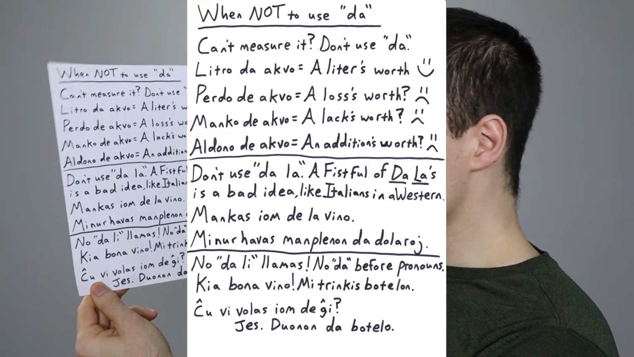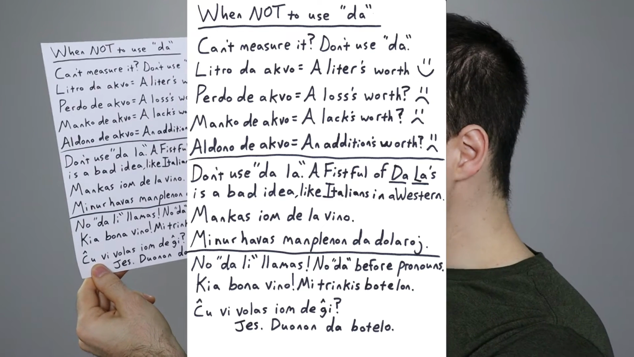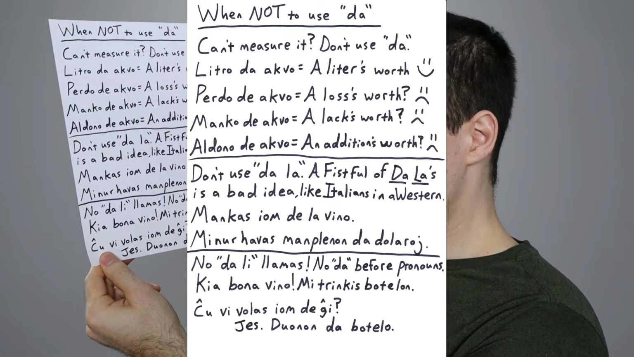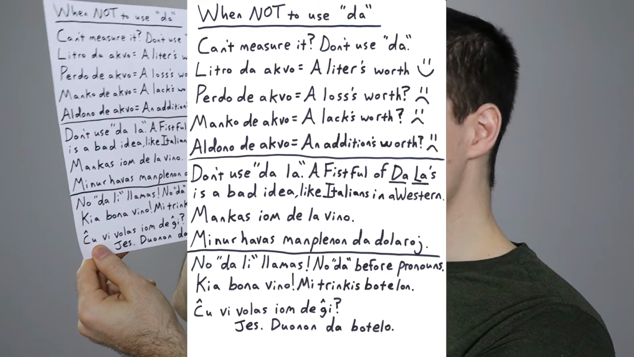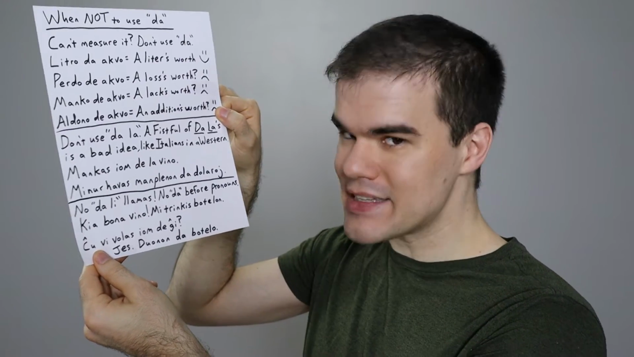Kia bona vino, what a great or good wine. Mi trinkis botelon, I drank a bottle. Ĉu vi volas iom de ĝi? Do you want some of it? Ah, so you see, I could see you being tempted.